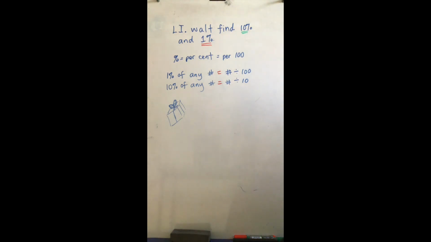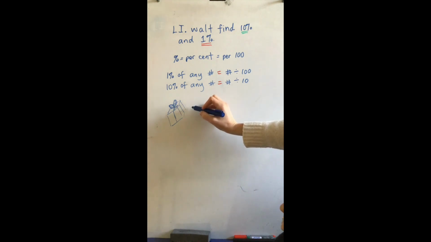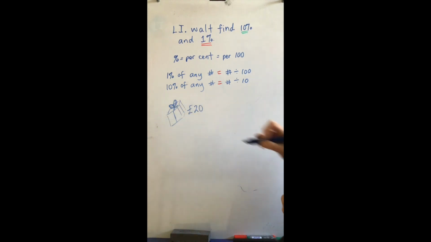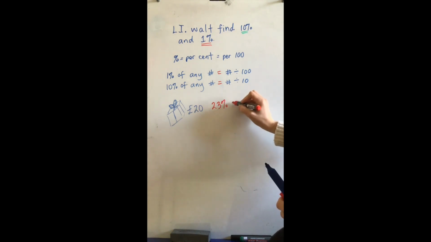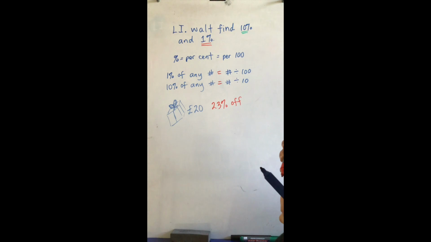Okay, let's just do one more example, just because I'm aware that there's lots of different parts to this. So let's pretend you're buying a present for your mom. It's your mom's birthday, it's coming up. You're getting a present for mom, and let's say that this present is £20, okay? But there's a nice shop sale going on, and everything in the shop is 23% off.